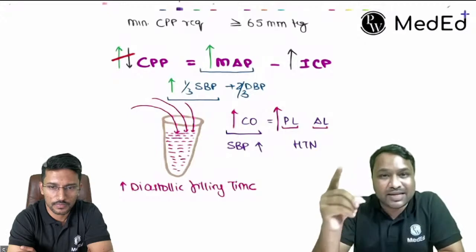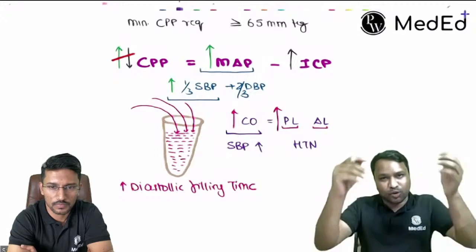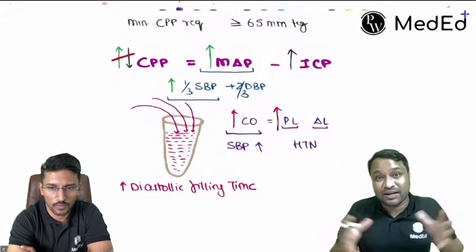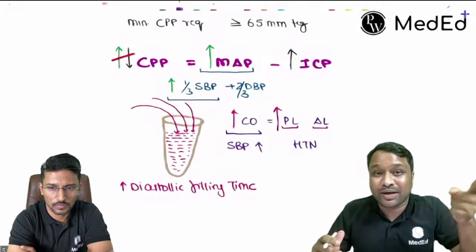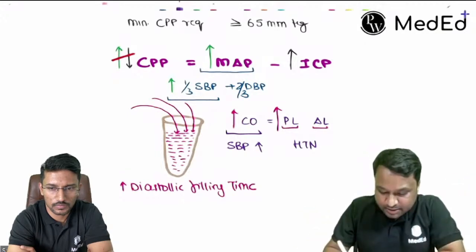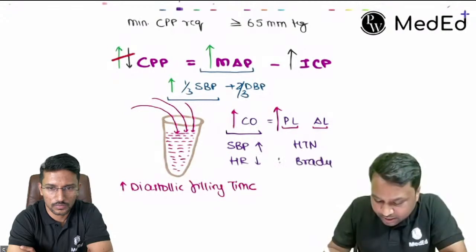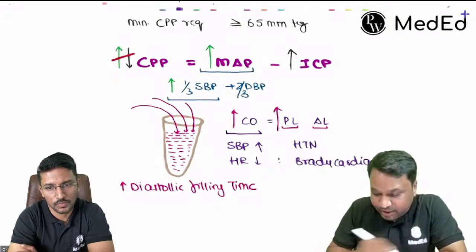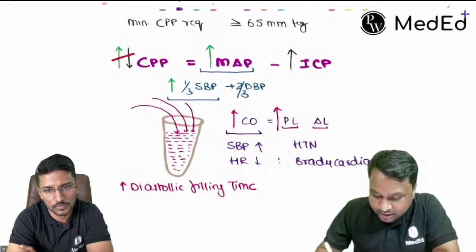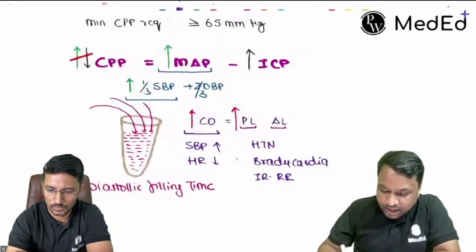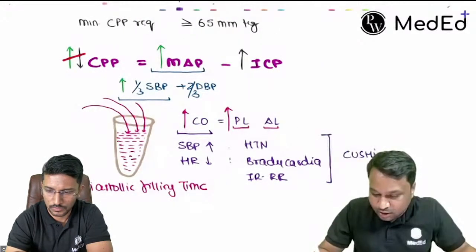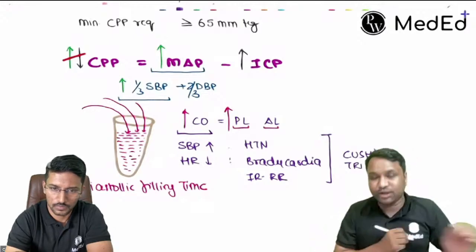But the problem is, as the amount of blood is going to come into the left ventricle, the time taken for the left ventricle to fill will increase. So what will happen to the rate at which the heart is going to contract? It will decrease. So there will be a decrease in heart rate. That will result in bradycardia. And because of raised intracranial pressure, there will be irregular respiratory rate. Yes, it is your Cushing's triad. It is going to be a Cushing's triad.